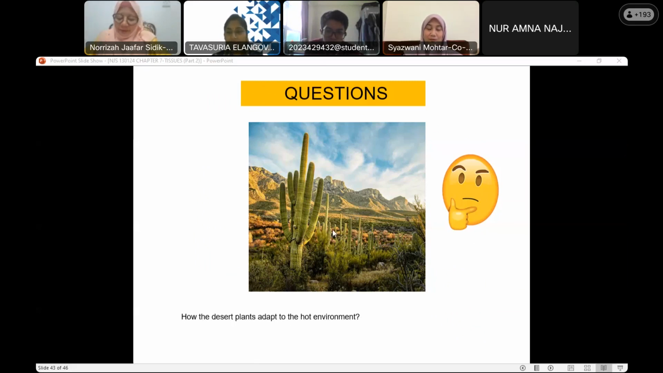Yes. And also, they have a thick cuticle. This thick cuticle acts as a barrier, reducing water evaporation. And some of the plants, like the cactus here, open their stomata during the night time and close them during the day. They have specialized vascular tissues to adapt to the hot environment.